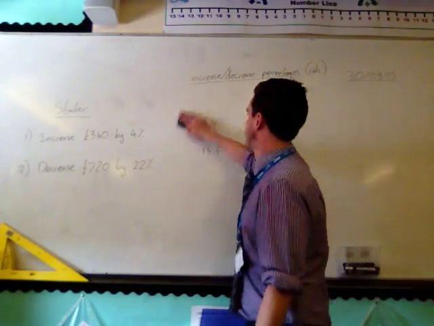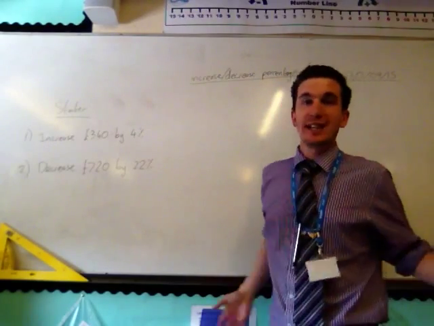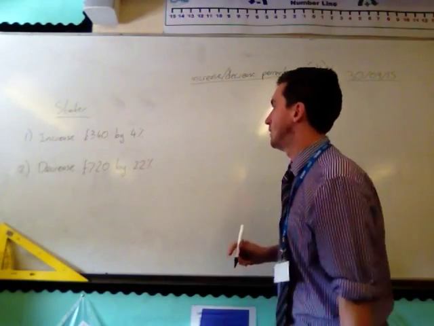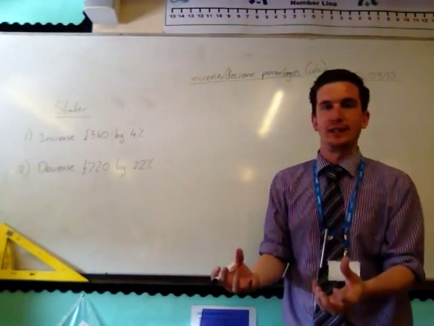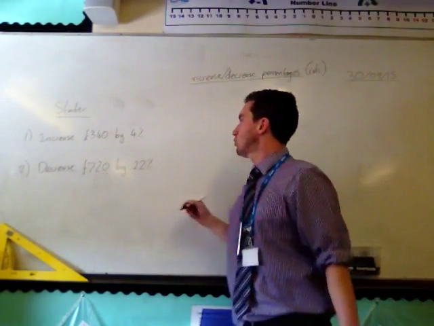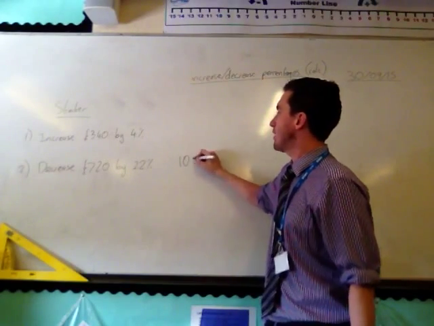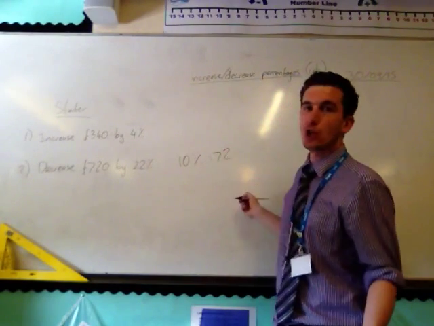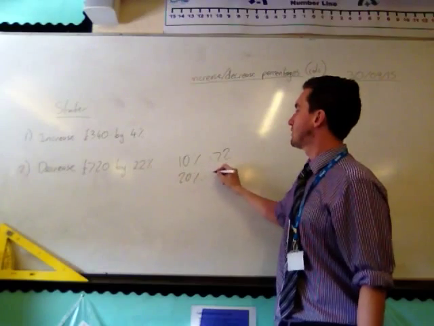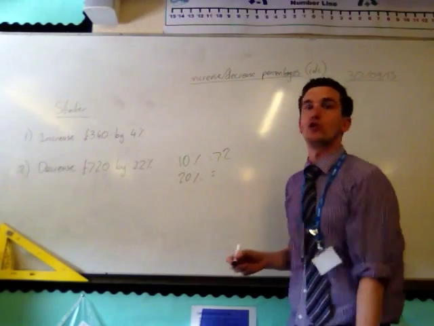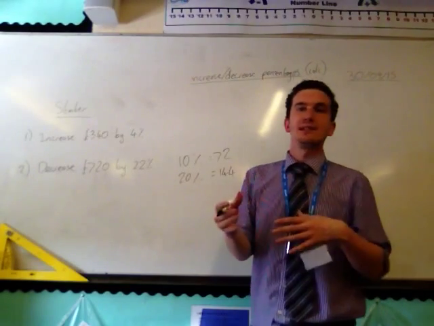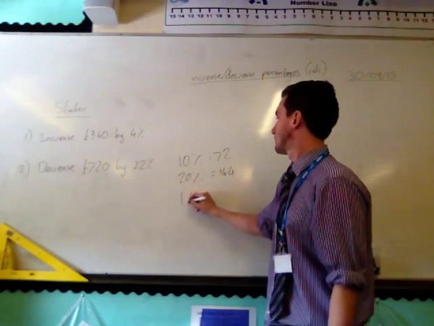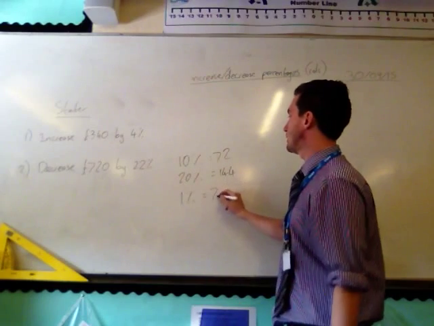Alright, decrease. Again, we're not really using the calculator just yet because this is from last lesson. So we need to find 22%, and then we're going to take it off because we're decreasing. So 720, 10% is going to be 72, so 20% is going to be 144. Now we need 2%. Our 1% is going to be 7.2.